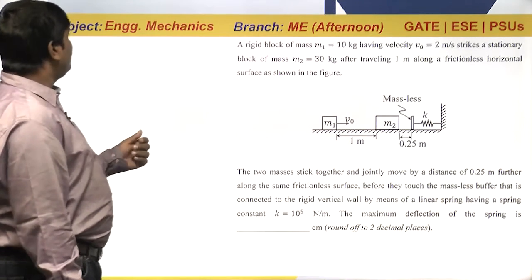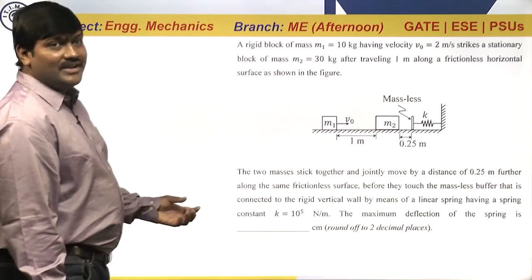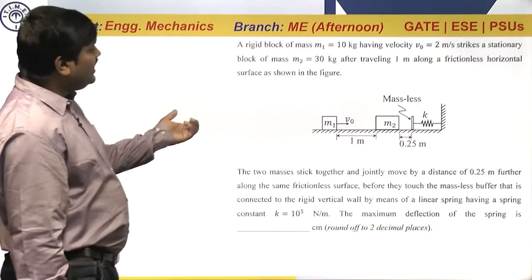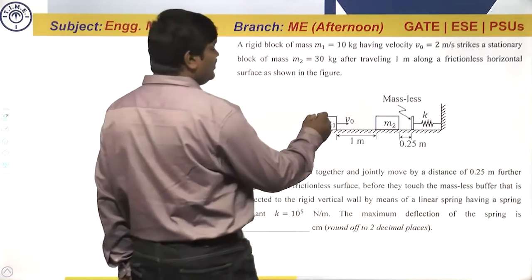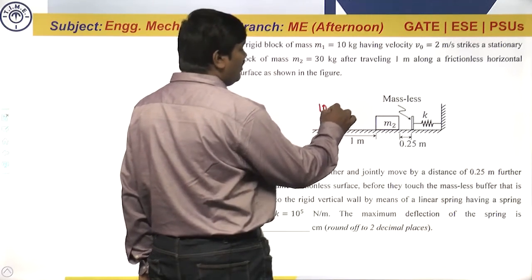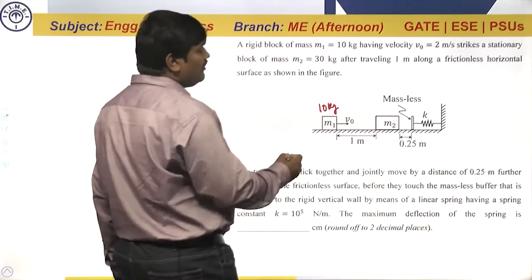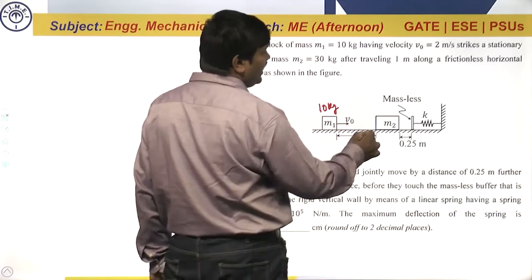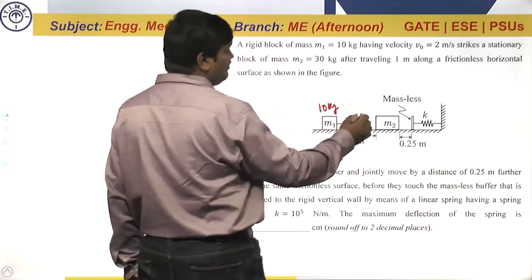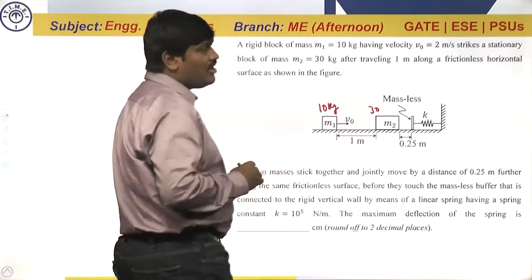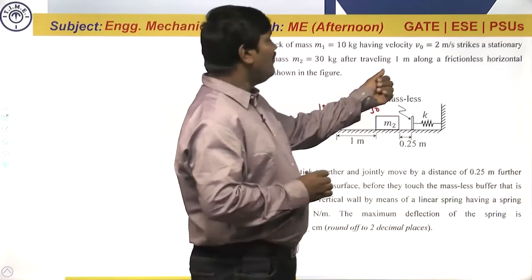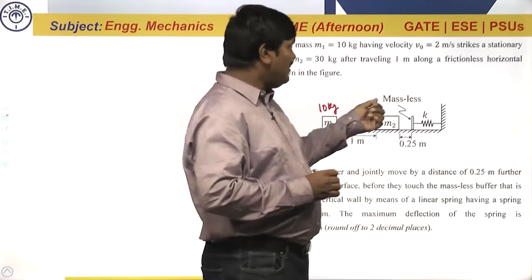See this question. This is a question from engineering mechanics on the energy basis. A rigid block of mass 10 kg, moving with a velocity v naught of 2 meters per second, hits a stationary block of mass 30 kg, 1 meter along the frictionless surface.